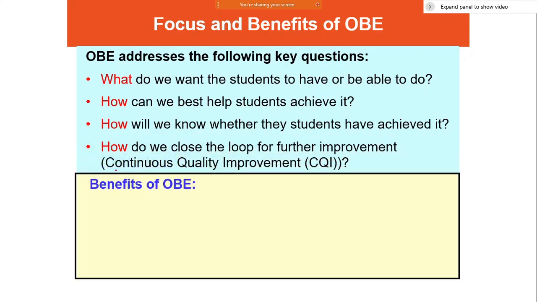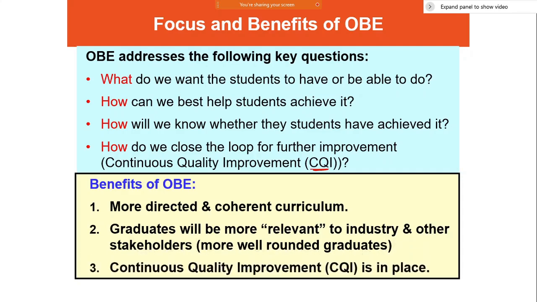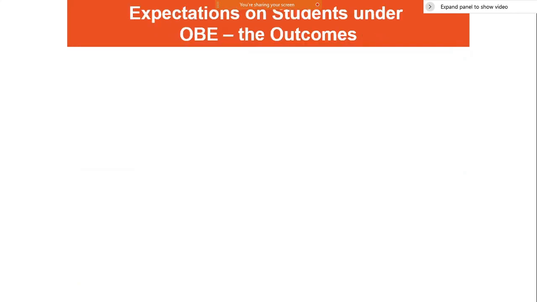Okay, then how do we close this loop? That is what we provide through continuous quality improvement, CQI. What advantage can we get? We can be more directed, we can have appropriate coherence in the curriculum, and we can have graduates who are more relevant to the industry, and to the skill set required in industry or government organizations or wherever they are going to work. That is basically the objective. Then obviously we improve the quality on a day-to-day, year-to-year basis, with that in place in your system.